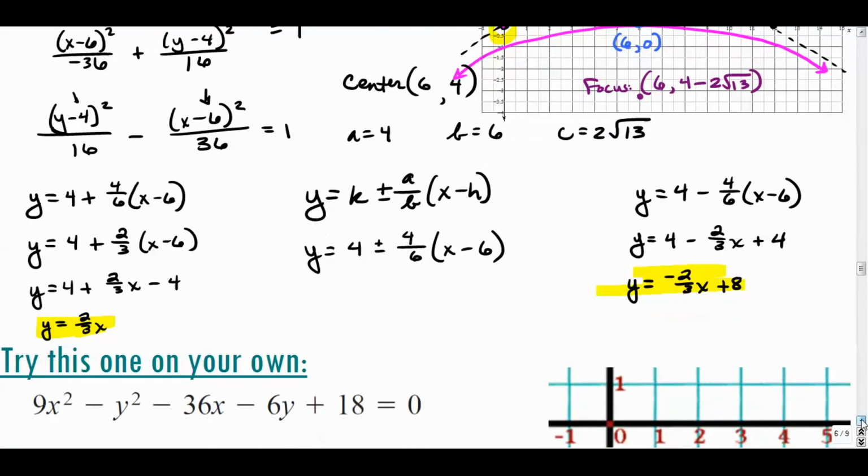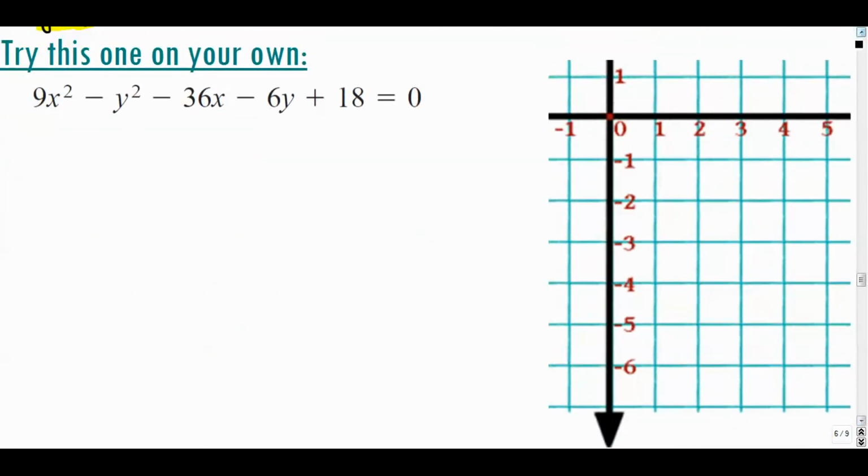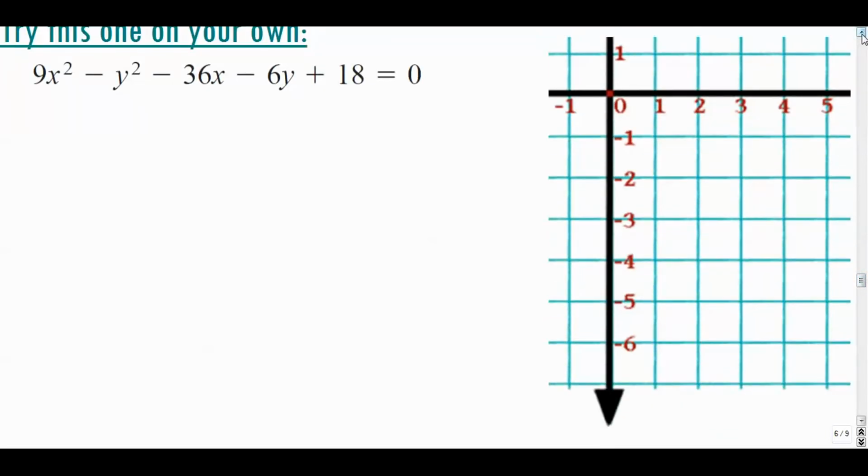Continue to use your pause and play strategy. Like for this one, for example, I want you to try this one on your own. So at this point, pause it and see if you can sketch this hyperbola on this graph. It's mainly going to reside in quadrant number 4. So pause it and give it a shot.